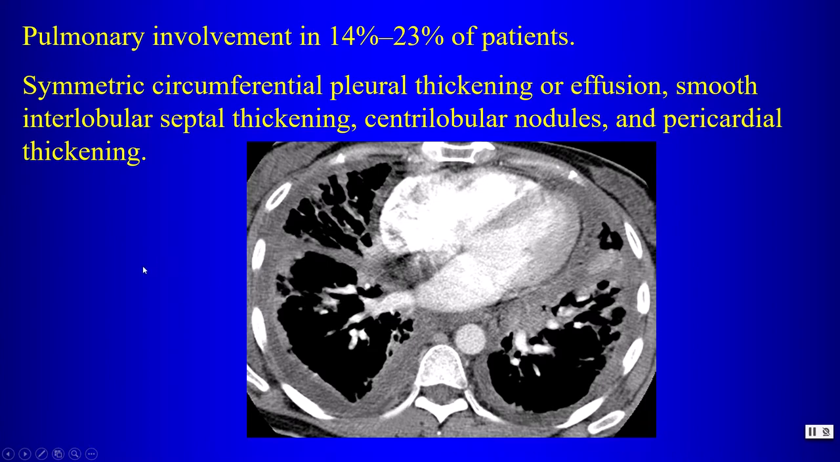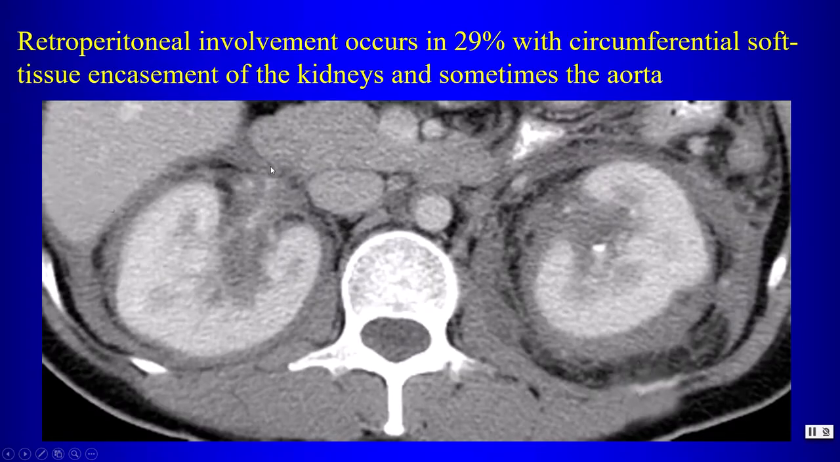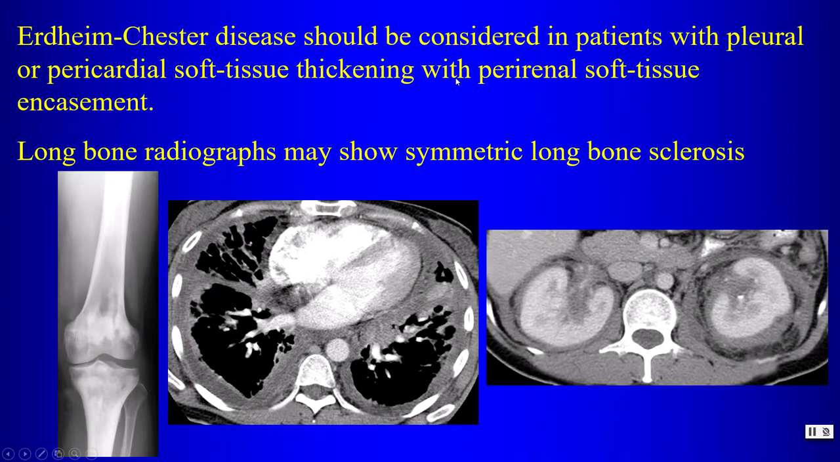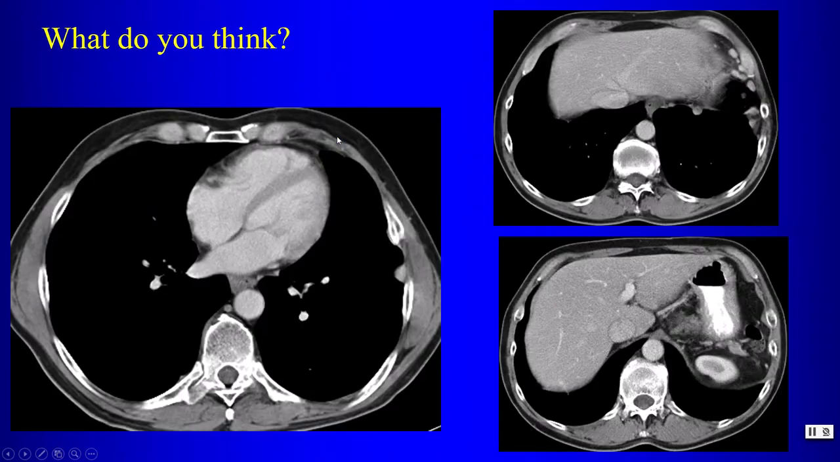And occasionally you may have pericardial thickening and centrilobular nodules. This can be quite characteristic, this retroperitoneal involvement with circumferential soft tissue encasement of the kidneys and sometimes the aorta. So that is Erdheim-Chester disease. So consider that in patients with pleural or pericardial soft tissue thickening with perirenal soft tissue encasement and symmetric sclerotic lesions within the long bones.